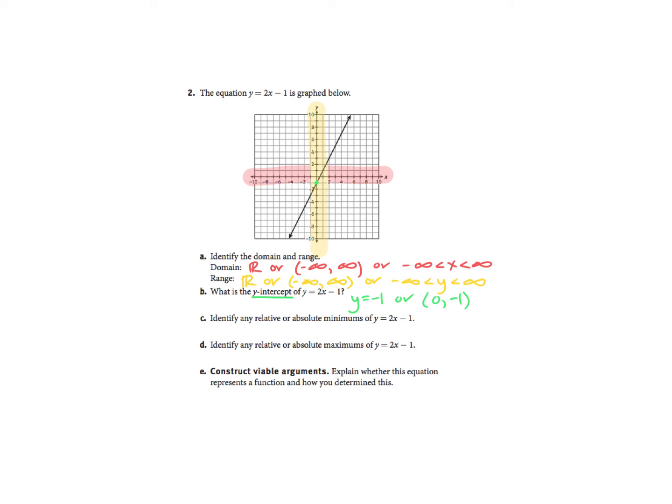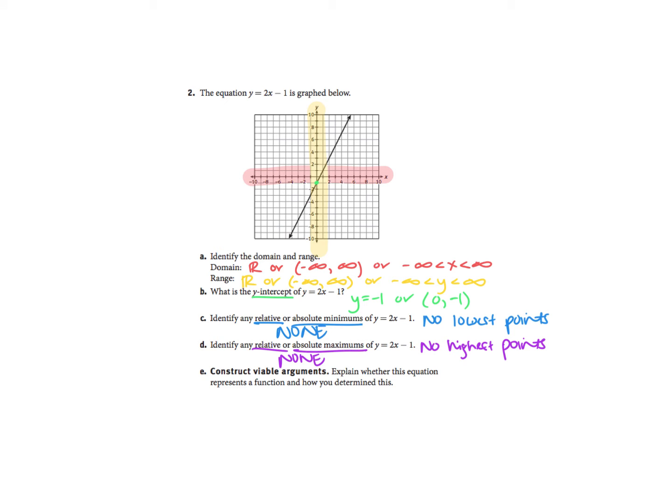For the y-intercept, we're going to have y equal to -1, or I could put it as the point (0, -1). For the relative or absolute minimums, there are no lowest points since it keeps going on and on forever for the range. So there's none.